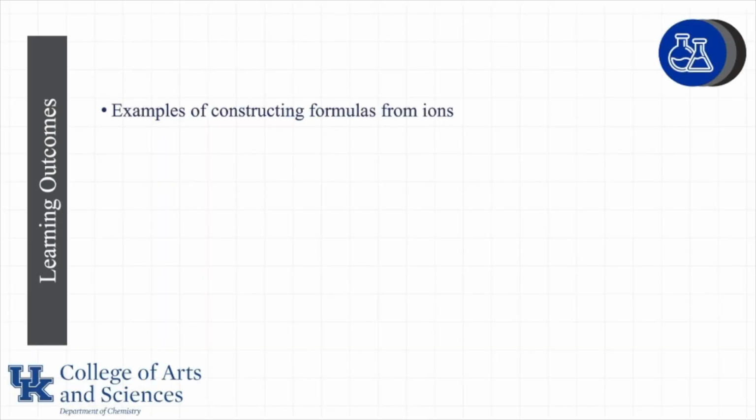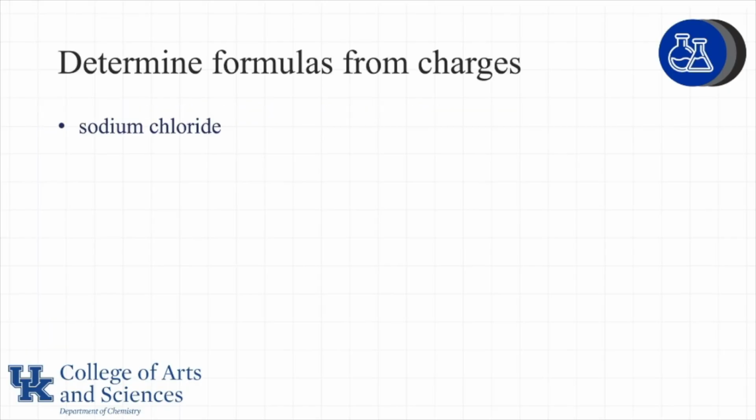Now let's go through some examples of actually writing the formulas from the ions. The first thing we have to do to determine the formulas from the charges is to identify the charges on each of the elements. In this case, we have sodium chloride, and when I look at sodium, it's in the first column of the periodic table, so it has a +1 charge. And when I look at chlorine, it's in group 17, so it has a -1 charge.